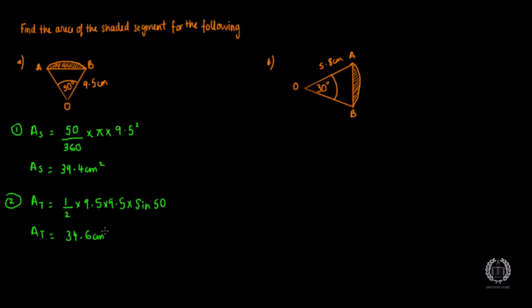And the final step is to find the area of the shaded segment, is you take away. So the final area is going to be 39.4 minus 34.6, and if you find that, that will be equal to 4.83 centimeters squared. And that is your answer for that one. So if you've got that one right, well done.